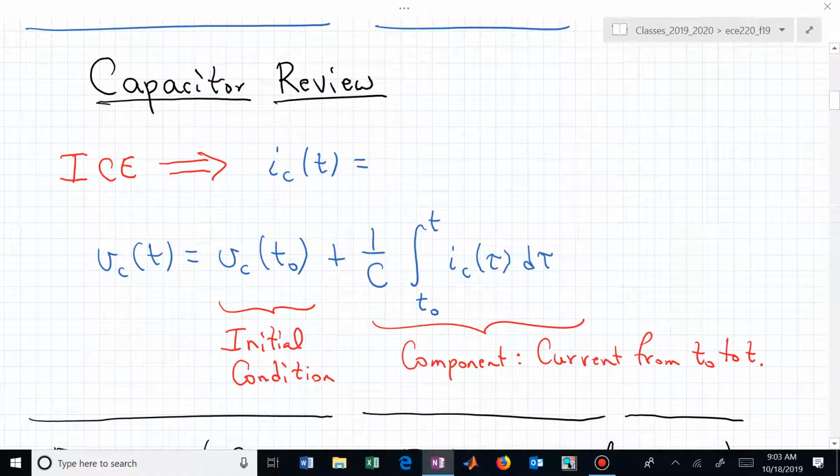To review, ICE means we can say what? ICE is there to remind us of the current-voltage relationship of a capacitor. I've given you the I part. Now what's on the other side of the equality sign? If we're interested in the current-voltage relationship of a capacitor, I is equal to C dV/dt.